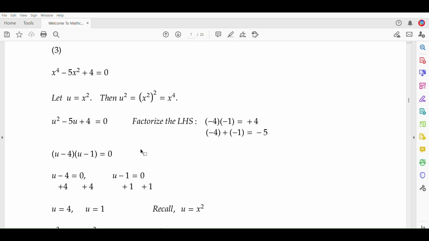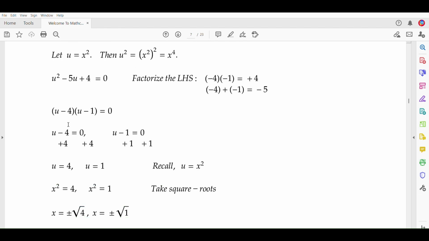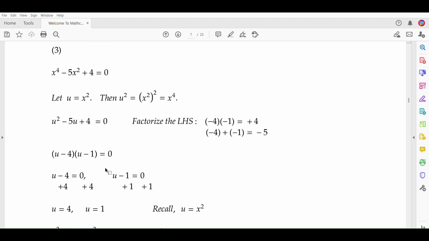Solve for u. Set each factor to 0. U minus 4 is 0, u minus 1 is 0. Add 4. Here add 1. U equals 4, here u equals 1. Well, do not stop here because our question was in terms of x.